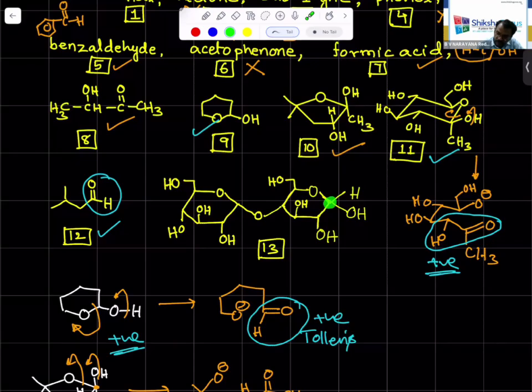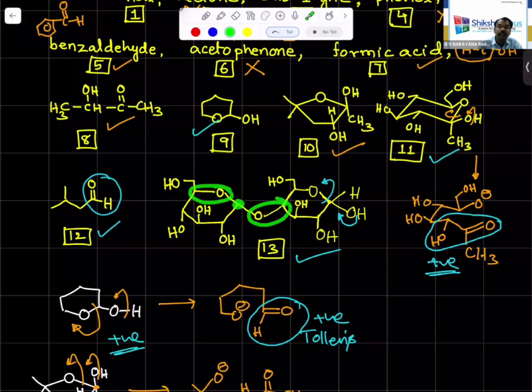Here the carbon atom carries OH and OR. In the presence of basic medium, what will happen? From this oxygen, H plus elimination, and from this carbon, the oxygen group takes part in elimination. What will happen now? We are getting C double bond OH. Therefore, it is positive towards Tollens reagent. Now, what about this carbon atom? At this carbon atom, OR and OR, it is an acetal. Acetals are stable in basic medium. There is no reaction at all.